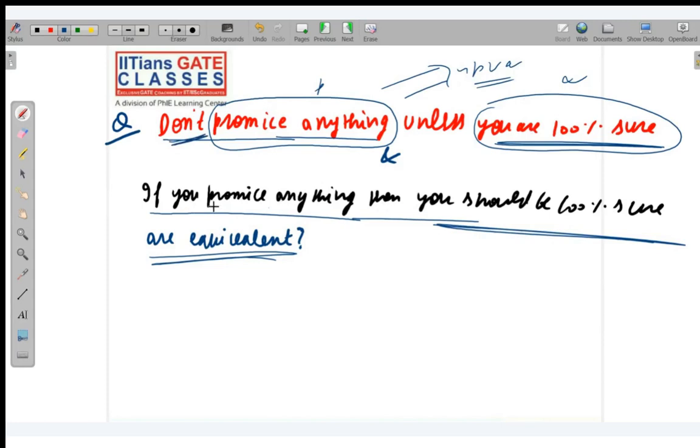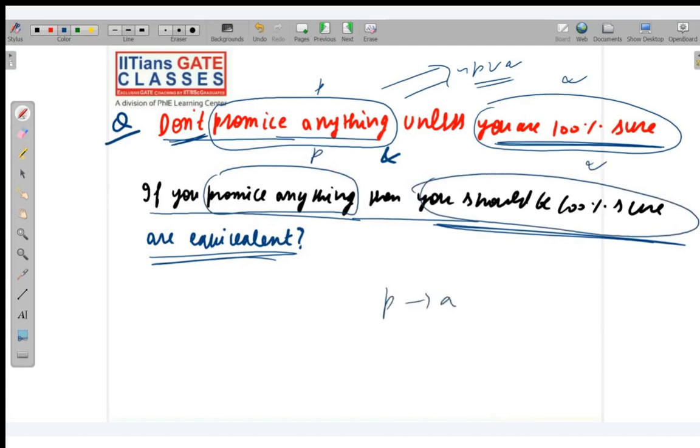Now what is this? If you promise anything, then you should be 100% sure. Promise anything was P, and you should be 100% sure is Q. So if P then Q, P implies Q. P implies Q is nothing but not P or Q. So obviously both are equivalent. This statement is true. So like this you have to judge in GATE exam. Both are the same thing. I am not saying it, logic is saying it. So you have to believe that both are the same. Do not try to make any kind of sense out of it.